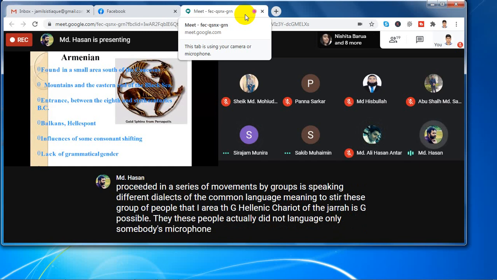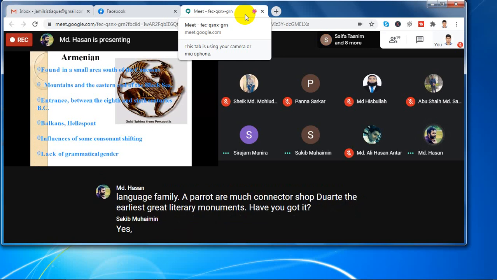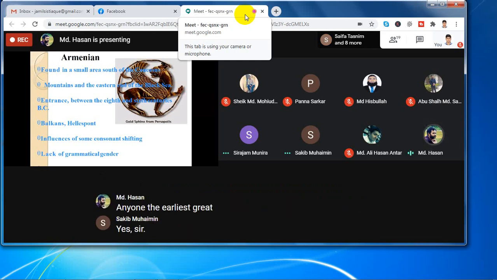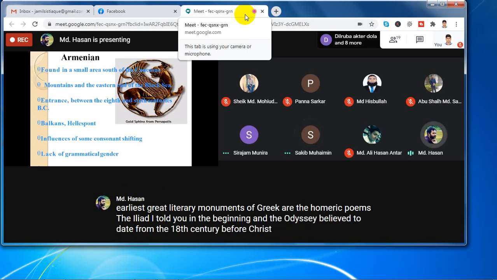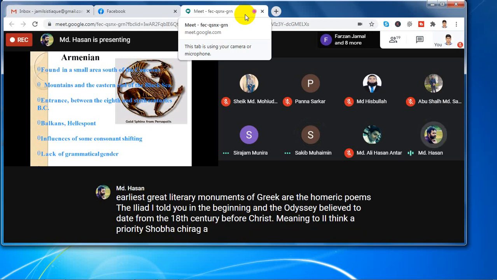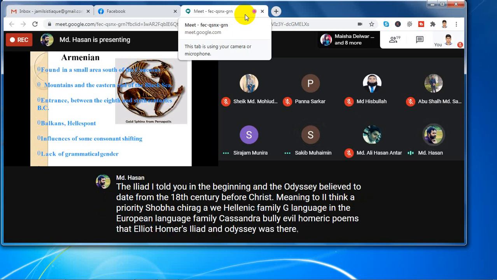In the middle of this paragraph there is a phrase, the earliest great literary monuments. Have you got it? The earliest great literary monuments of Greek are the Homeric poems, the Iliad, I told you in the beginning, and the Odyssey, believed to date from the 18th century before Christ. Meaning to say, about 3800 years ago, the language of this Hellenic family, the Indo-European language family we talk about, Homer's Iliad and Odyssey bear the testimony of this language, the Hellenic branch of language.